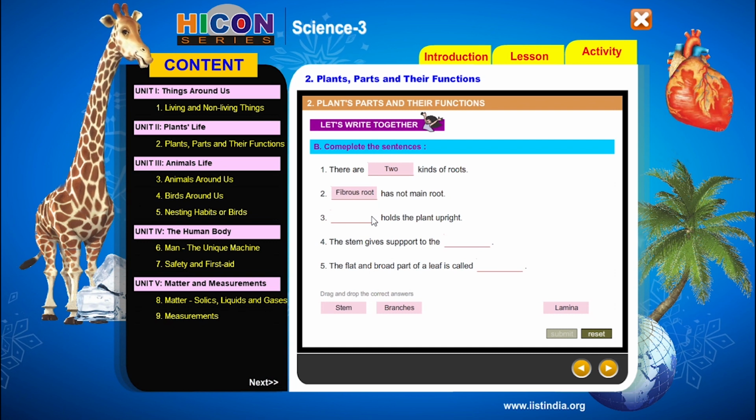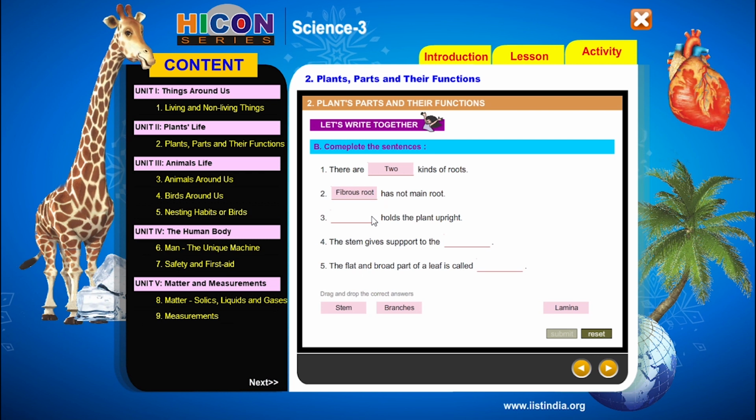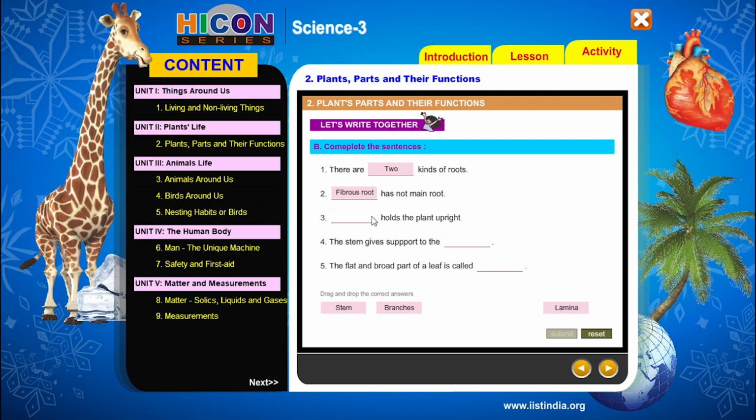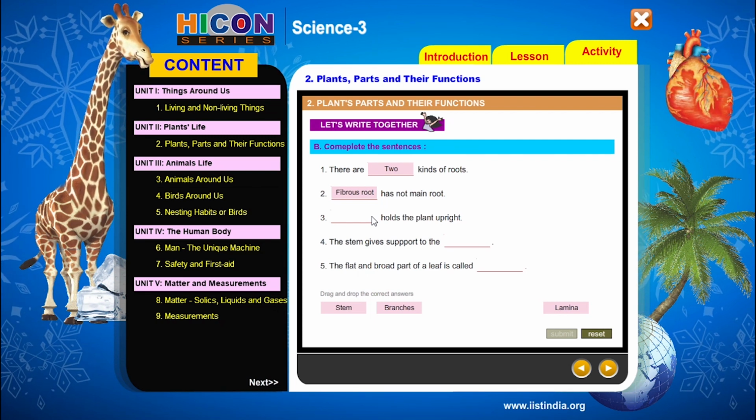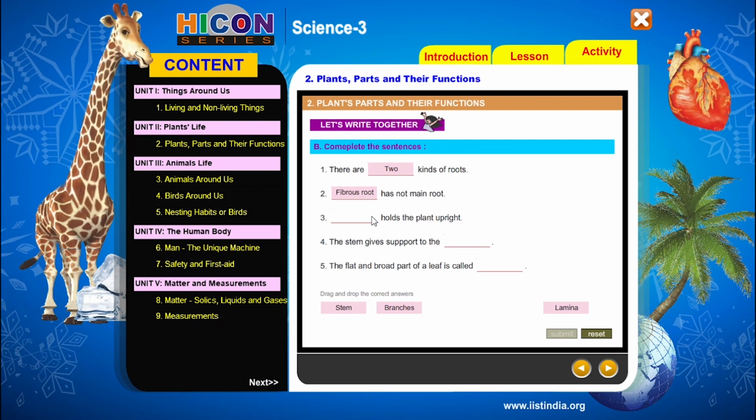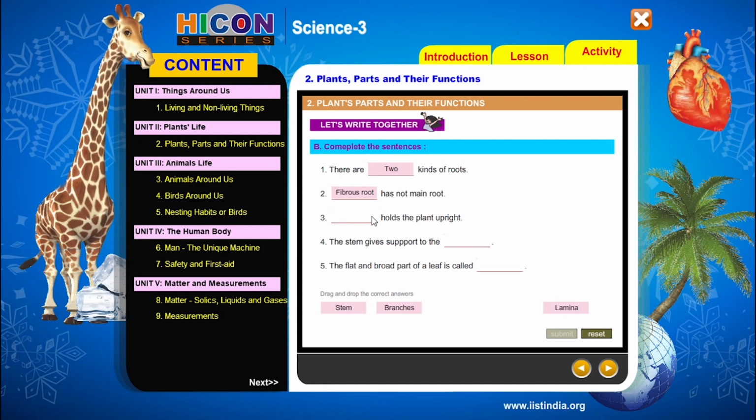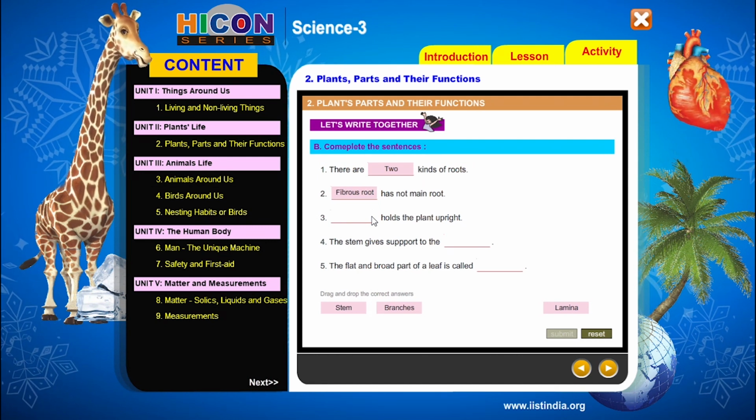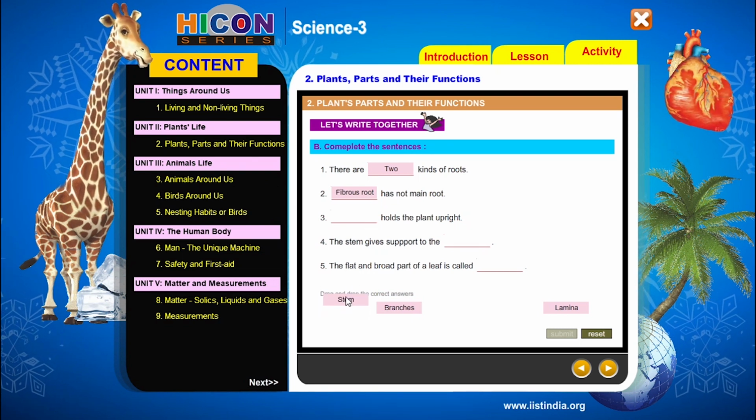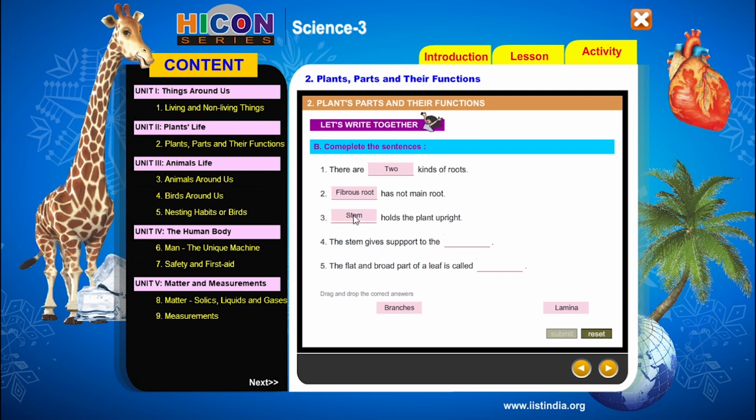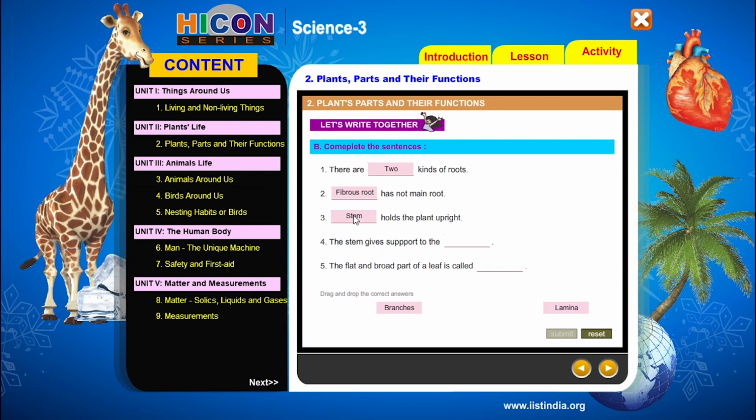So children, among all the parts of the plant, there are different parts like roots, stem, branches, leaves, flowers, buds and fruits. Among all these parts, which part holds the plant upright? That means which part gives support for the plant in cyclone times when there are strong winds? Which part holds the plant upright without bending the plant? Yes, stem. So stem holds the plant upright. So the correct answer for the third sentence is stem. So write the word stem in the third blank. So stem holds the plant upright.